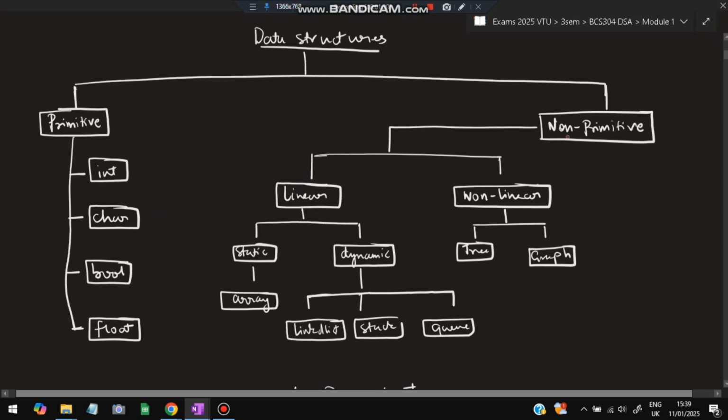Non-primitive has two types, linear and non-linear. Linear means we'll have indexes and it will be in sequential order. Non-linear will not have a sequential order, it will be arranged in a different way. Linear has static and dynamic. In static we have arrays, and in dynamic the size can change. Static means size is fixed and dynamic means size can change. Here we have linked list, stack and queue. Three types are there. And in non-linear we have trees and graph. This is the classification you need to make.